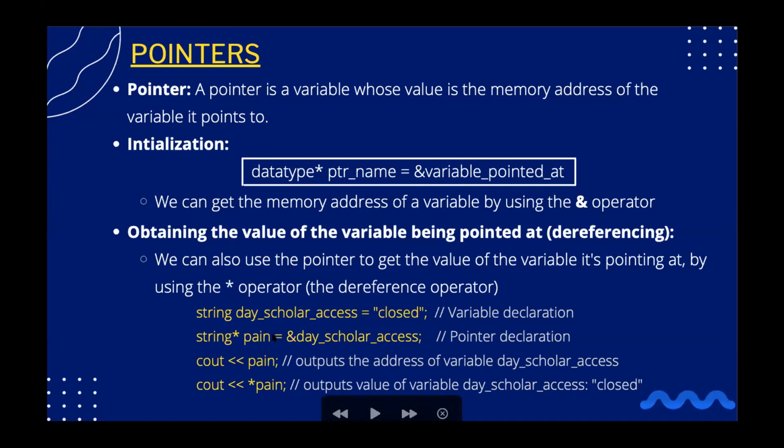To make a pointer that points to this variable, if you compare the second line with the initialization, in data type we have string, and then we have the asterisk. In pointer name we've named our pointer pane, and then equals to sign, ampersand, day scholar access. So day scholar access is your variable in this case, and the ampersand sign is going to give you the memory address.